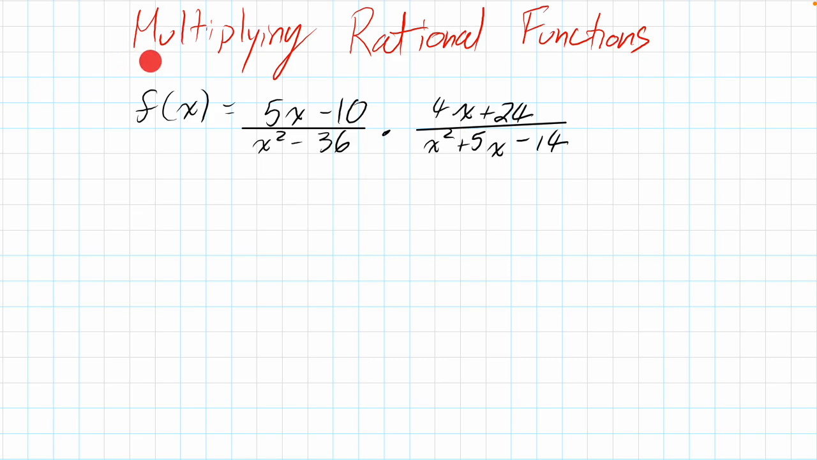Okay, so we're looking at multiplying rational functions. We have some rational function, and it turns out we essentially have the multiplication, this dot here stands for multiplication, of two of them.